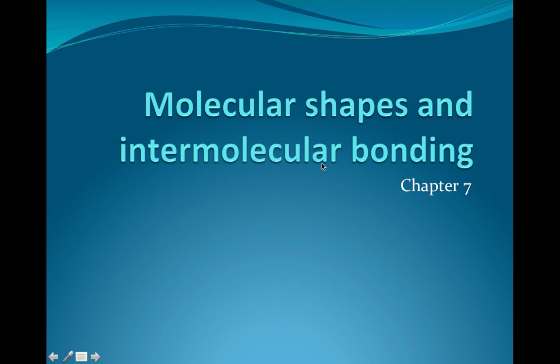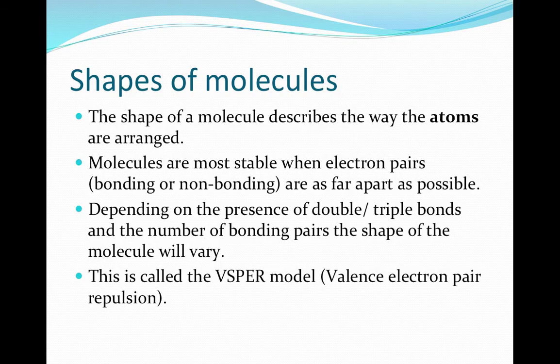Unit 1 Chemistry, Chapter 7, looking at the shapes of molecules and how that affects the bonding between molecules here. Okay, so the shape, fairly obviously, is the way the atoms are arranged.